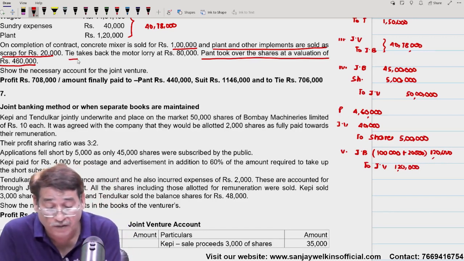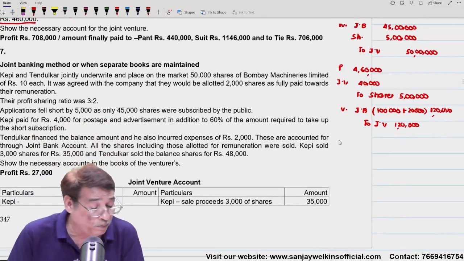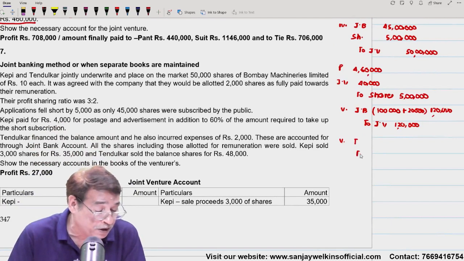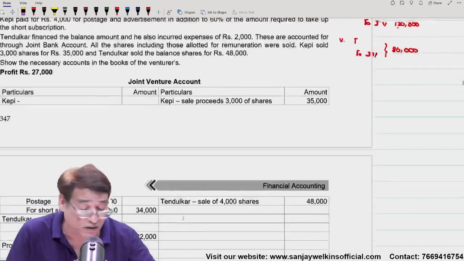And then it is given that TIE takes back the motor lorry at 80,000. So motor lorry has been taken over by TIE. So you will write the entry TIE account debit to joint venture account 80,000, and then you prepare the ledger account on the basis of this. Is it clear to you or not?